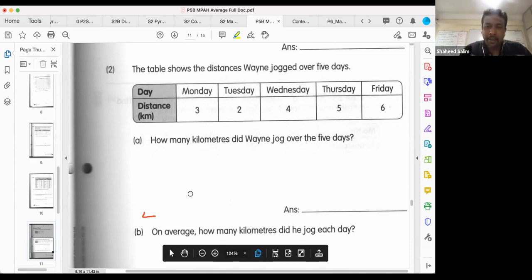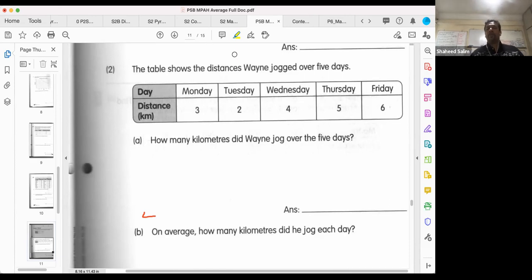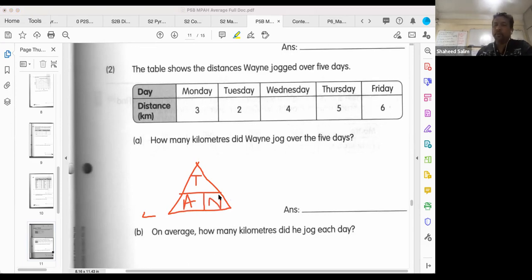Your final answer is correct, but what answer for A? Okay, so now Mr. Syakir, we are doing average. Average is what? Total, average, number. This triangle you must know how to use. So now down here, they want how many kilometers they jog. So you just plus all of this. Monday, 2, 3, you get 20 km.